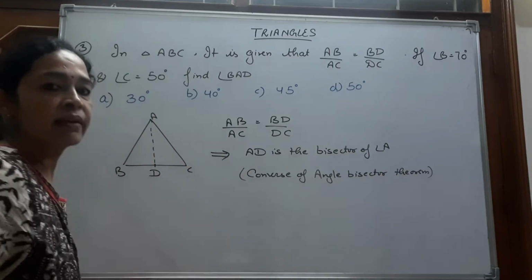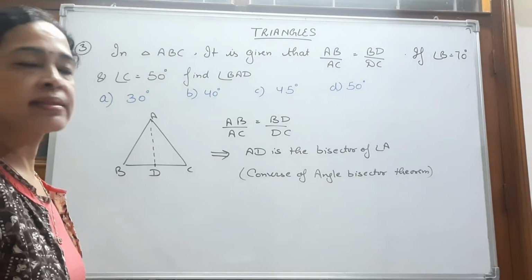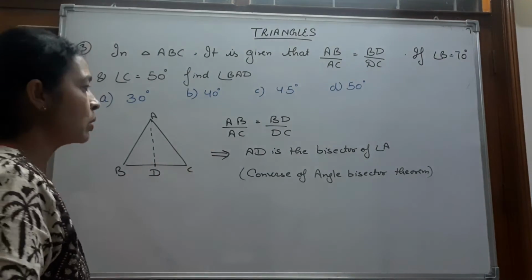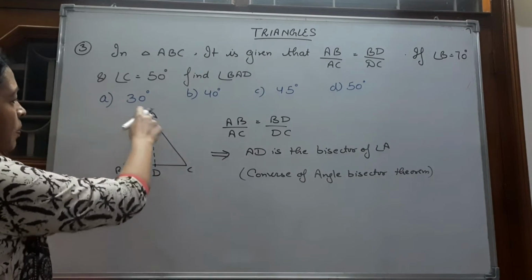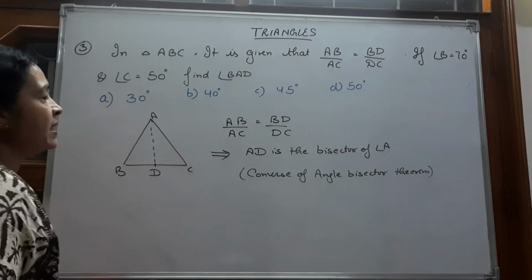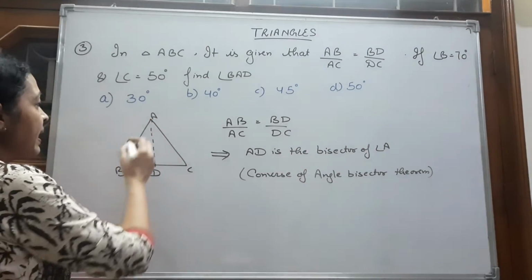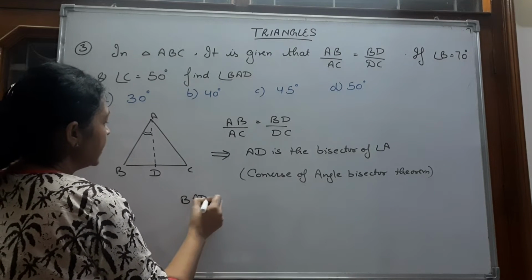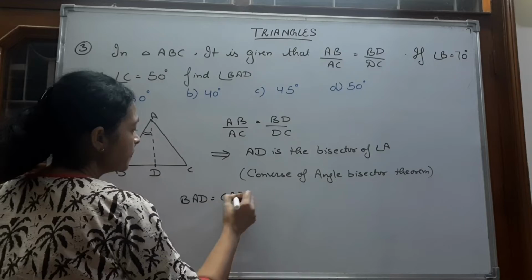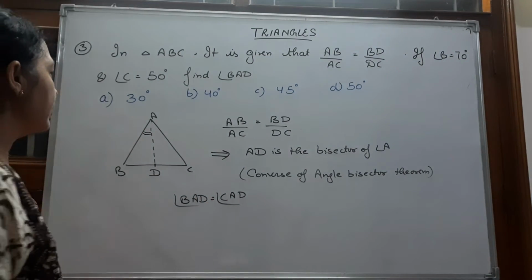This concept is given in question number 9 of exercise 6.6 optional exercise of your NCERT book. Now, in this triangle, it is given AB upon AC equals to BD upon DC. It means AD is the bisector of angle A. It means angle BAD is equal to angle CAD. Both angles are equal.